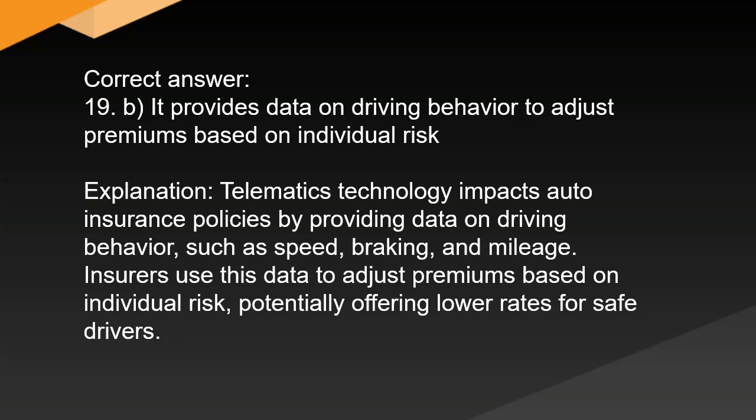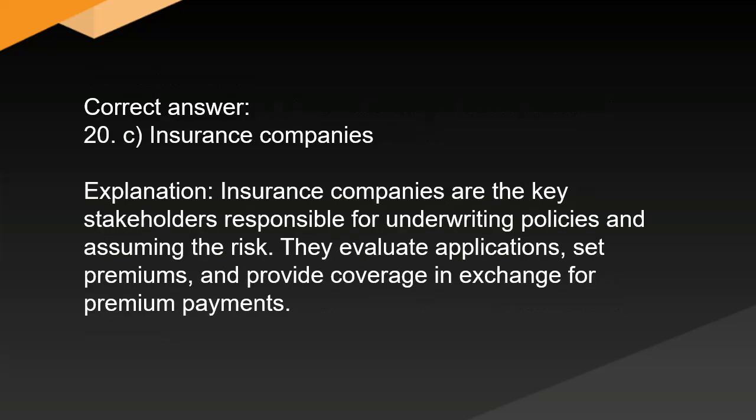Correct answer. B. It provides data on driving behavior to adjust premiums based on individual risk. Explanation. Telematics technology impacts auto insurance policies by providing data on driving behavior, such as speed, braking, and mileage. Insurers use this data to adjust premiums based on individual risk, potentially offering lower rates for safe drivers.